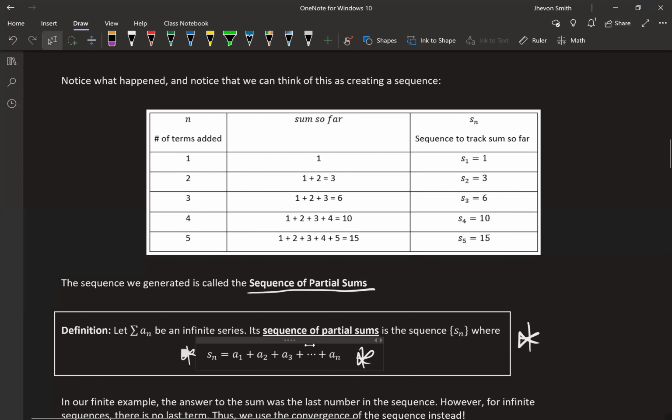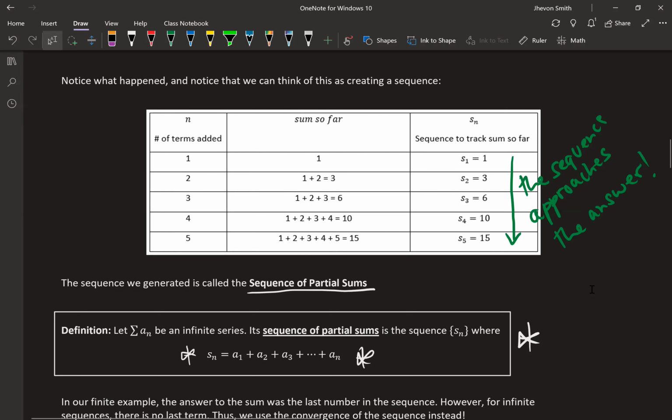Now here's what you will notice. Notice that the sequence of partial sums approaches the final answer. The final answer to the sum here was 15. But notice that I could figure out that it's 15 just by going along the sequence. Just follow it to the end. The end is going to tell me the answer.